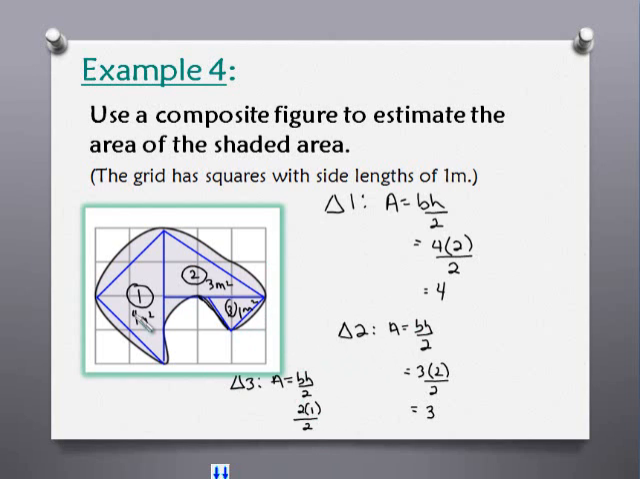So if I add this together, 4 plus 3 is 7, plus 1 is 8, so you could say this is about 8 meters squared. And this is just a rough estimate. Okay, so make sure you know which equations to use for which shapes. You're going to need to know that and be able to recognize the shapes when you see them. If you have any questions, write them down and we can answer them tomorrow in class.